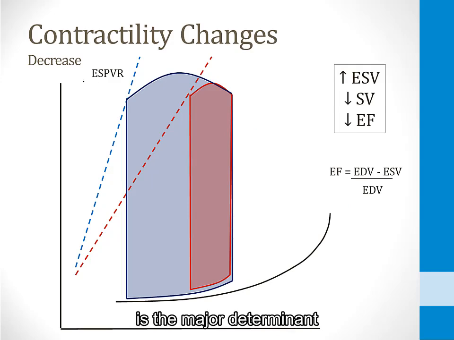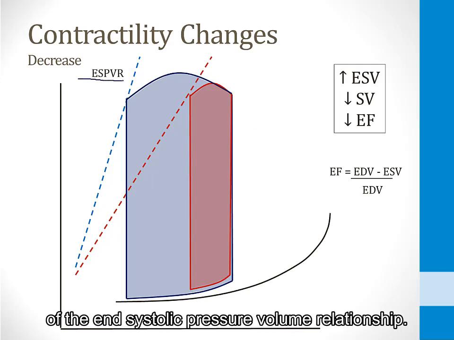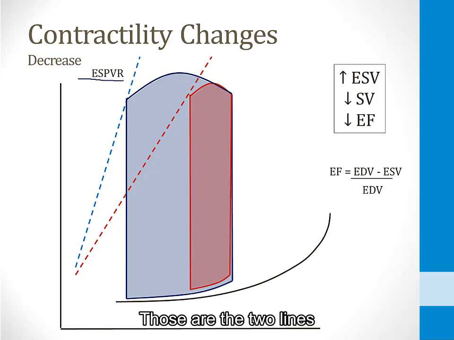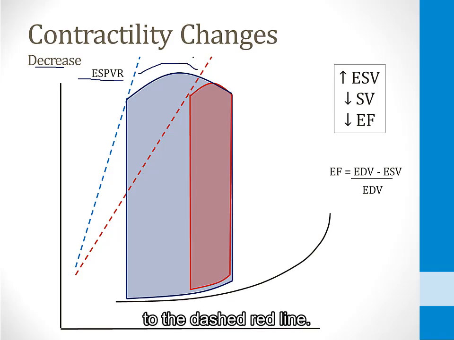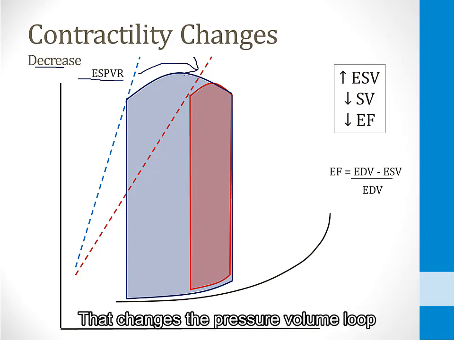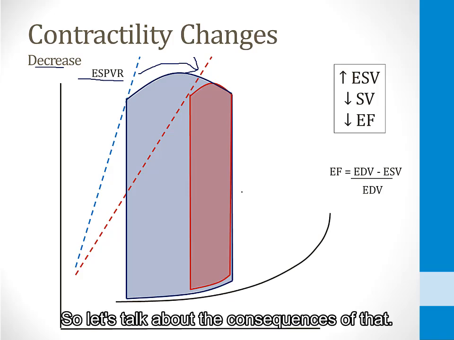Now let's talk about contractility changes. Contractility, it turns out, is the major determinant of the end systolic pressure-volume relationship. Those are the two lines shown in blue and red here. So when contractility decreases, it shifts the end systolic pressure-volume relationship from the dashed blue line to the dashed red line. That changes the pressure-volume loop from the blue loop to the red loop. So let's talk about the consequence of that.